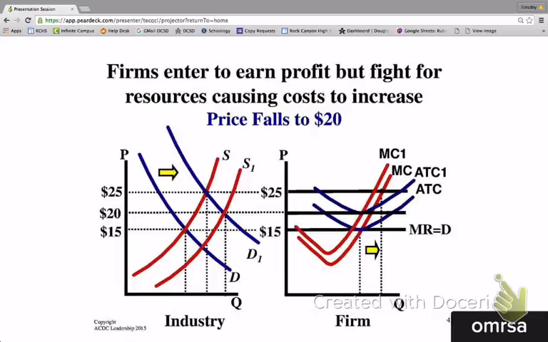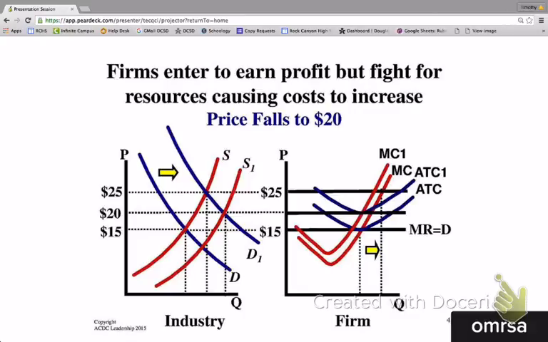Firms enter to earn profit, but the fight for resources causes costs to increase. And so the price falls, but not back to the original price of $15. It may fall back to $20. And notice, because costs have increased, you have to move the individual firm's ATC curve up to ATC1, representing its increased costs, and its marginal cost curve moves up from MC to MC1, representing its increased costs.